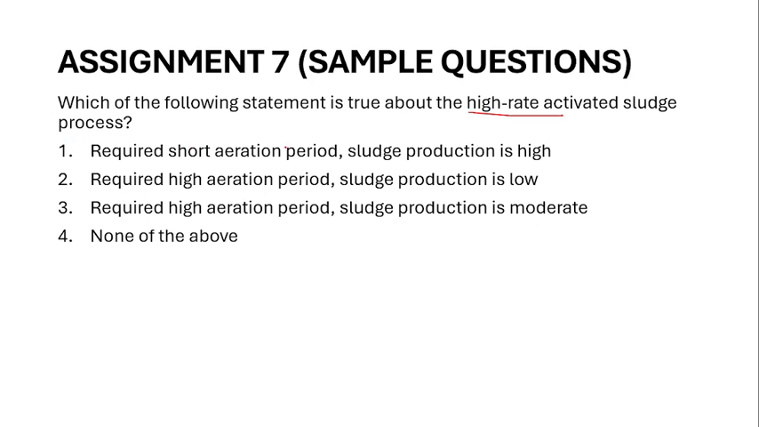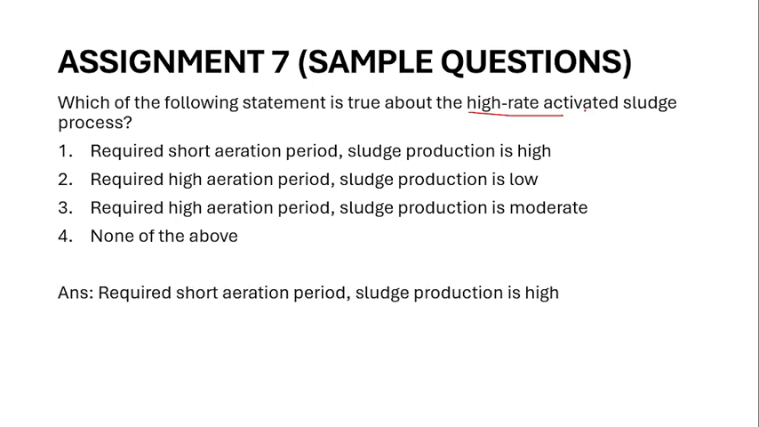In a high rate activated sludge process, what is true, they are asking. Requires a short aeration period and sludge production is high. Requires a high aeration period, sludge production is low. Requires a high aeration period and sludge production is moderate. None of the above. What is the right answer? The high rate activated sludge. The answer is short aeration period, sludge production is high.